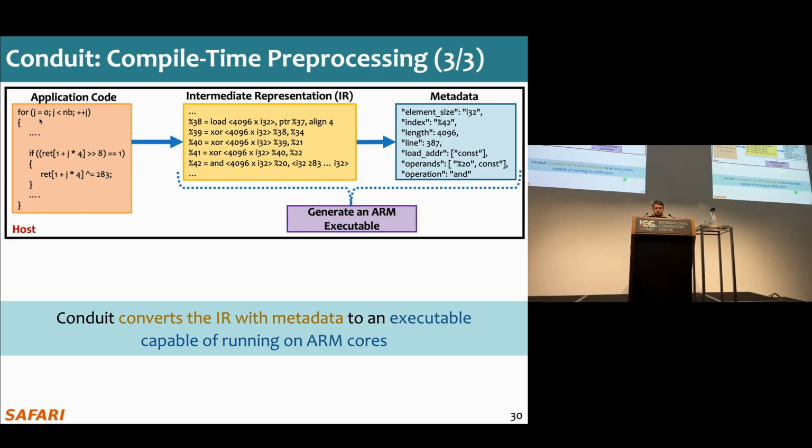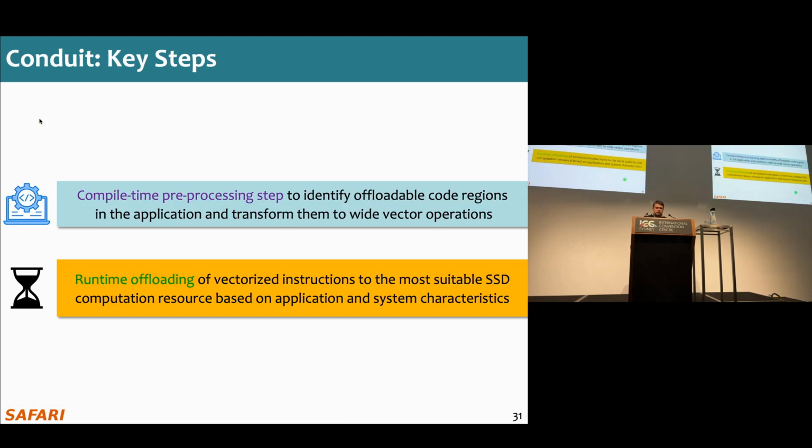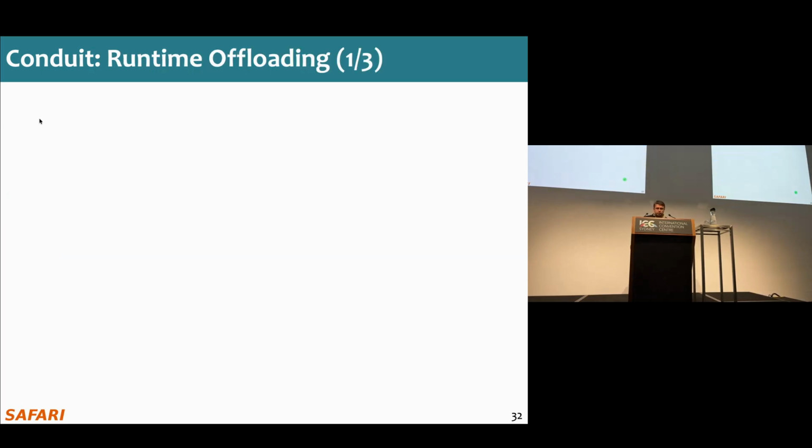Once we have this optimized intermediate representation, Conduit converts this IR to an executable which is capable of running on the ARM cores, and we transfer this binary to the SSD by repurposing the existing NVMe admin commands for firmware update. This concludes the compile time pre-processing step. Next, we look at the runtime offloading step of Conduit.